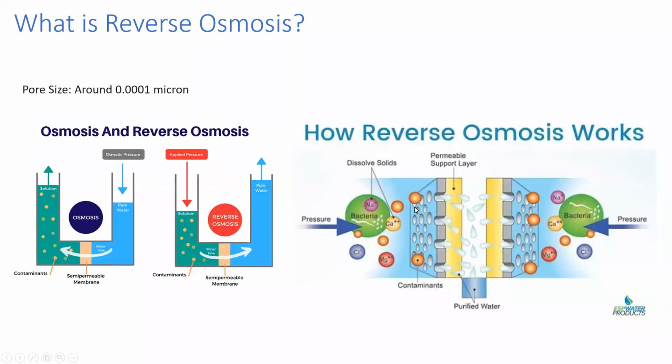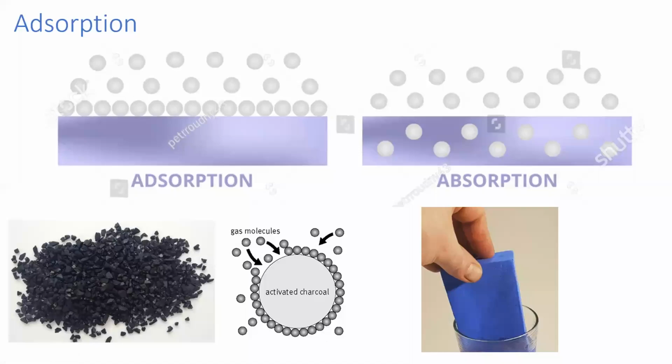What happens in RO devices is that we have water along with different molecules, ions, bacteria, viruses, everything. It passes through the semi-permeable membrane with pressure, and then what we get is purified water. Along with that, we have two more technologies that are used, because we use activated carbon for the removal of odor, taste, and color from the water. So what does it actually do?